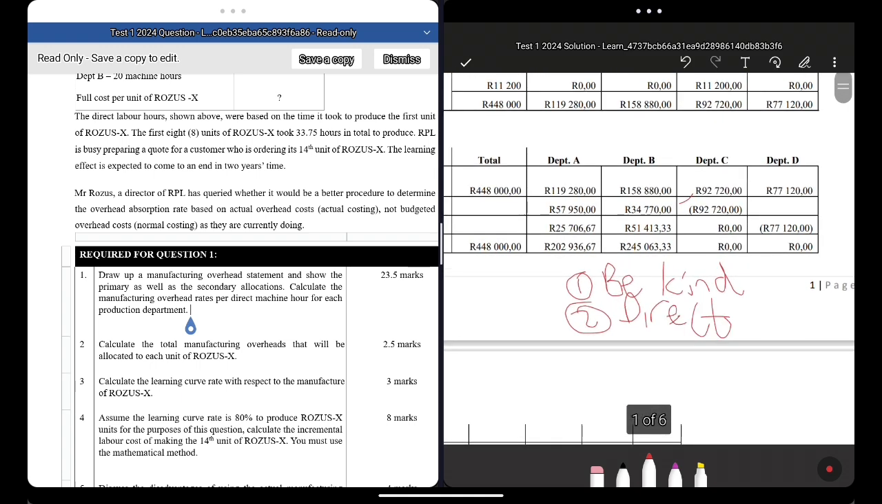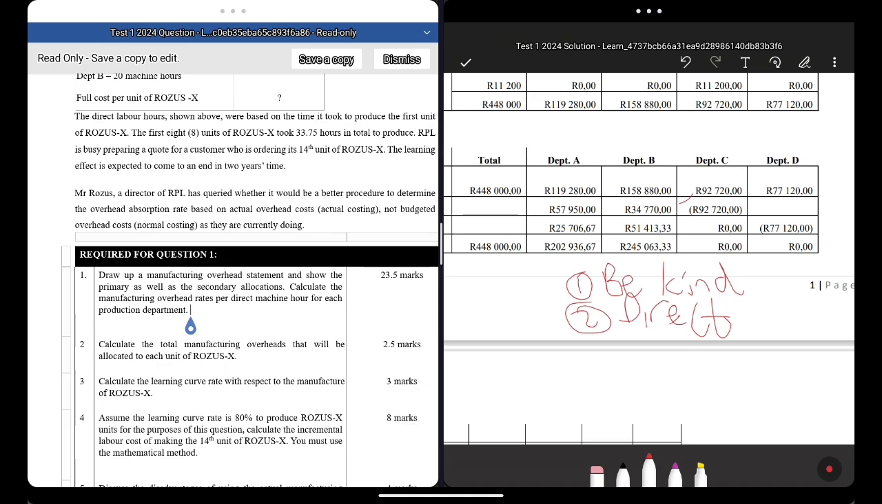So in the replicable method, there's two steps. You be kind and then you be direct. The first step is to be kind. That means this amount, you do not share it only with the production departments like you did for the direct method. Instead, you share it with all your departments, your friends, your neighbors. So this 92,720 will be shared for A and B, but also D. This gets closed off because this amount is very generous. This person is kind. He shares it with B, A, and D.